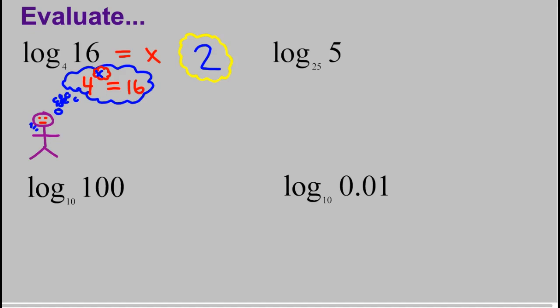Yep, so then to check our work, it's like, okay, how'd you get that? Well, 4 to the second power equals 16, right? And if I change that to log form, that's the log of 16 base 4 equals 2. So when you're doing these logs and evaluating them, you're constantly going back and forth in your head from writing it as an exponent to writing it as a log, writing it as an exponent, writing it as a log.